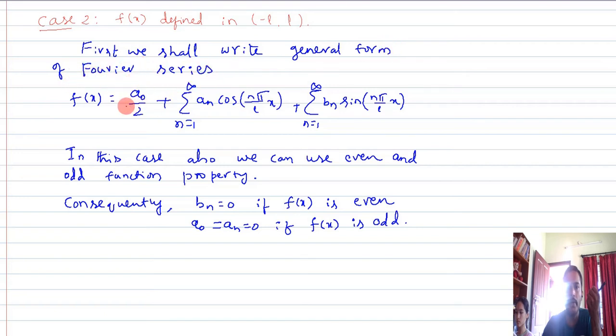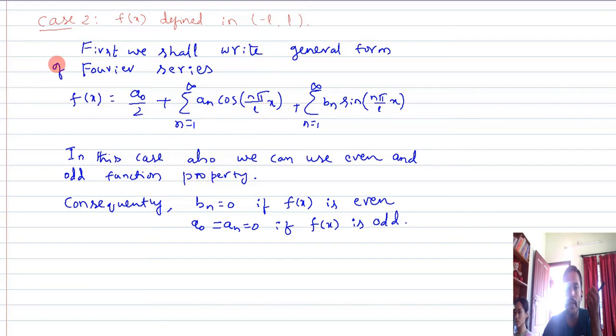It is f of x equal to a0 by 2 plus summation of an cos n pi x by L plus bn sin n pi x by L, n ranging from 1 to infinity in both the cases. In this particular case also, we can use the even and odd property. So that is case 2 also we can use because it is defined from minus L to L.